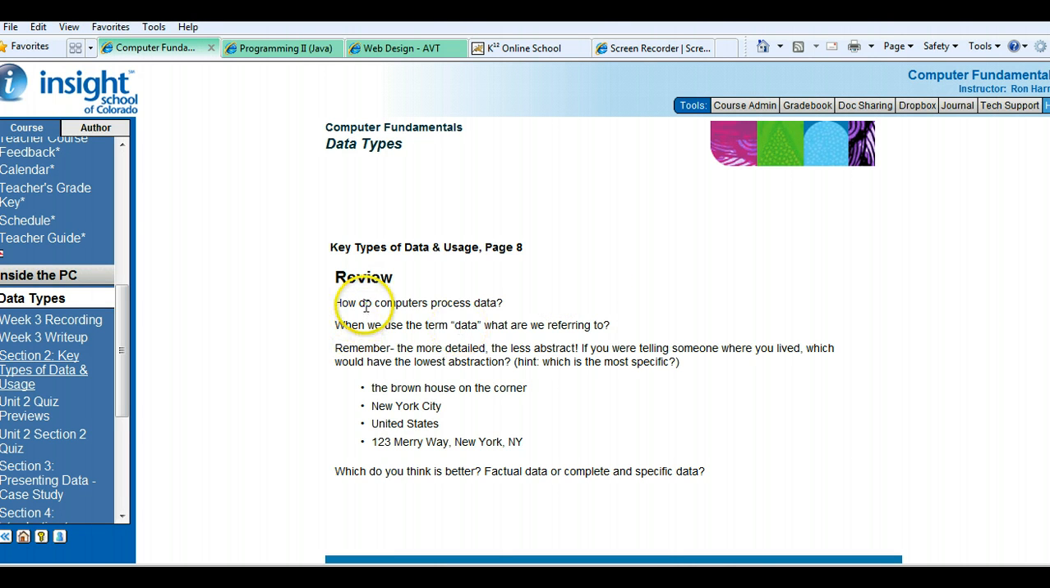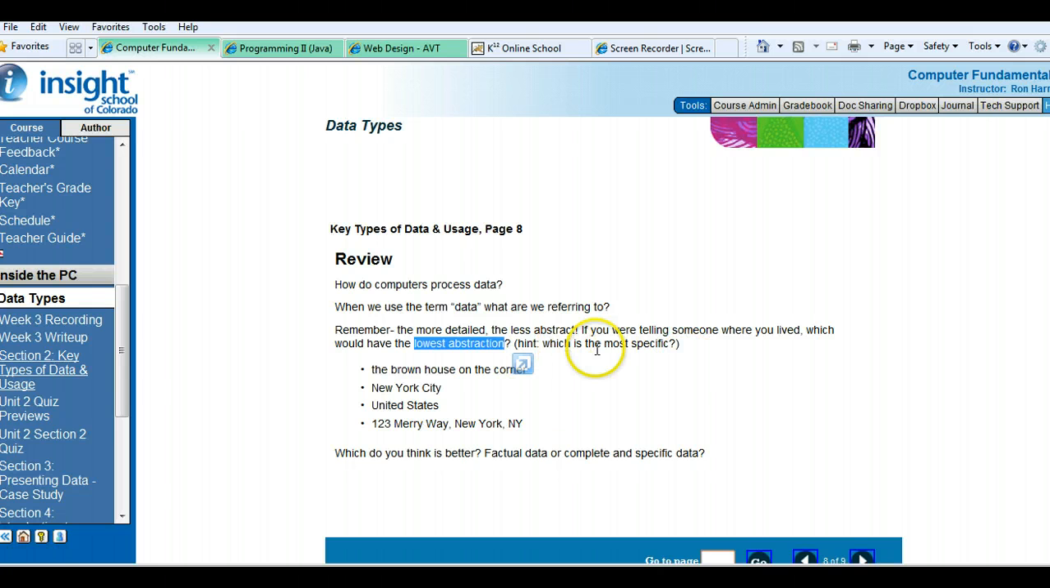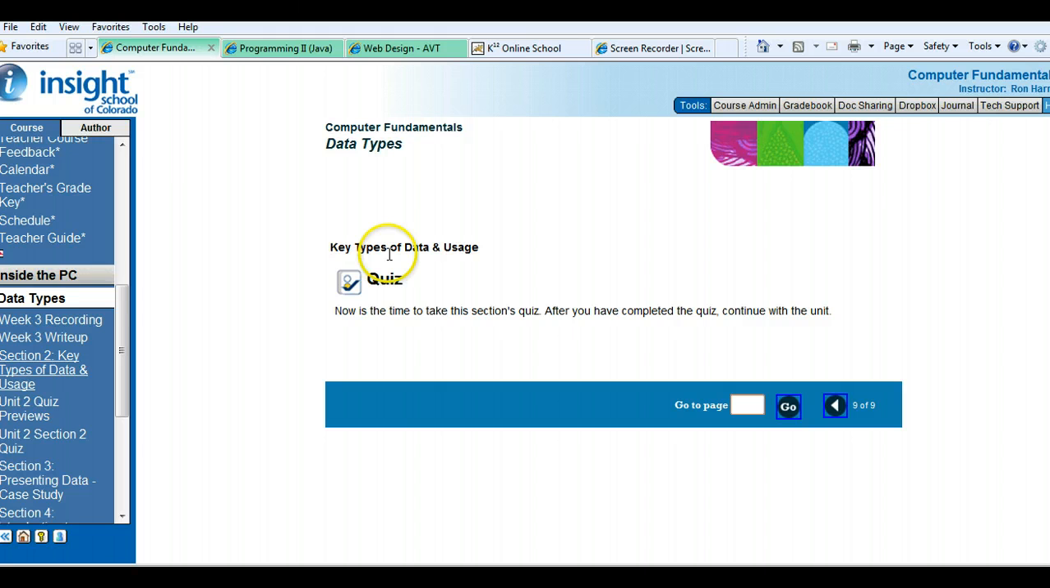So we looked at how computers process data. We looked at what data is and what it refers to. Remember, more details, less abstract. Fewer details, more abstract. So if you're telling someone where you live, which would be the lowest abstraction? Meaning lowest abstraction would be the one which is most specific. Well, this one right here is most specific. That's the actual location.